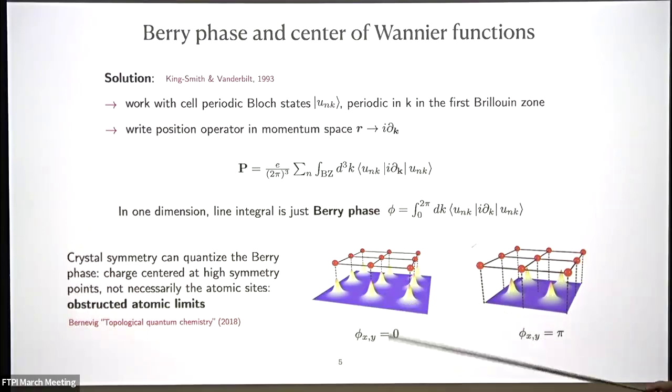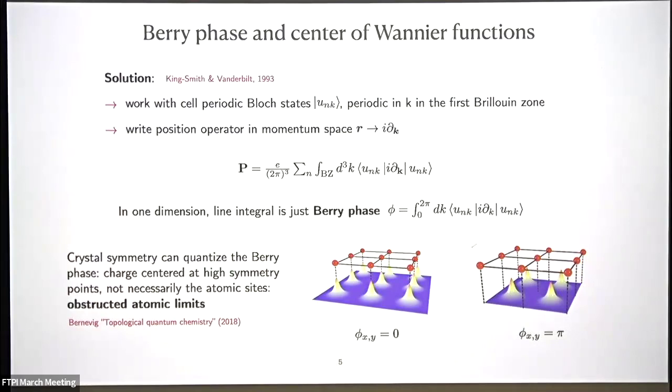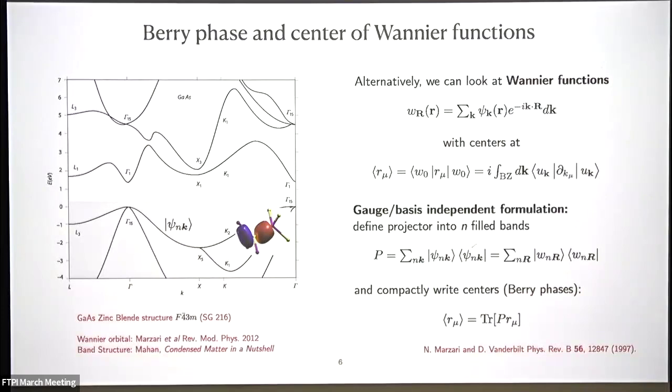And in some other cases, the charge centers are off their original positions, but they're still at some high symmetry points, pinned by symmetry. In these cases, we call this obstructed atomic limits, which was introduced by Andrei in the topological quantum chemistry work. But we can have more problems than this. Or maybe actually, the other way of thinking about this is the Marzari-Vanderbilt way, looking at Wannier functions.